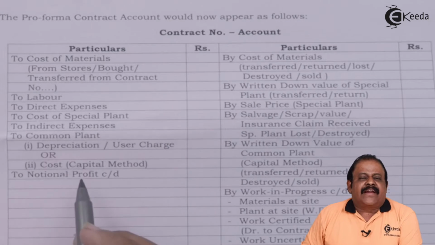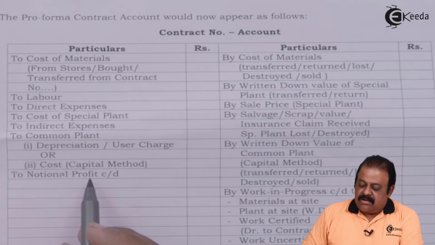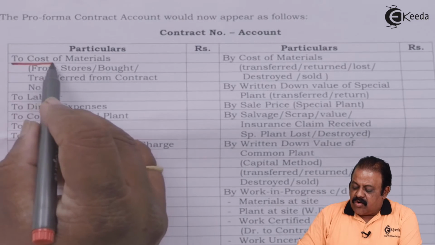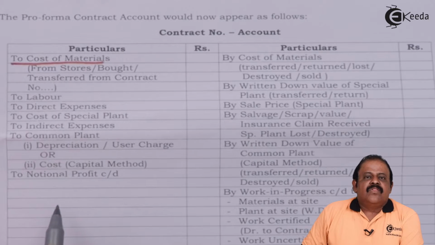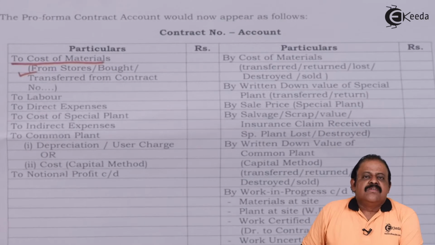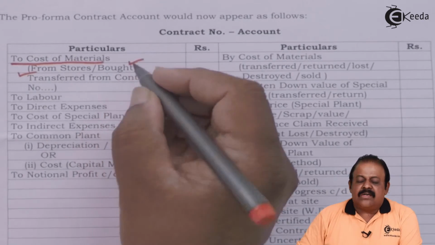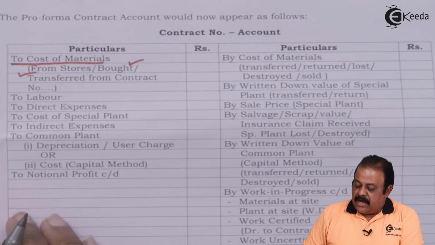To the debit of the contract account, we are going to record all expenses relating to the contract. Like we may have the cost of material. Now the contractor may store material in his warehouse, and from the store or warehouse he will be supplying the material to various sites. That is called what? Material supplied from stores. Some of the material which is not held in the warehouse may be required to be purchased from the open market. That is called what? Material purchased from open market.